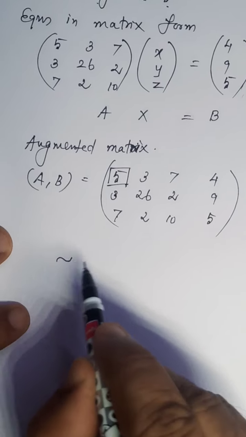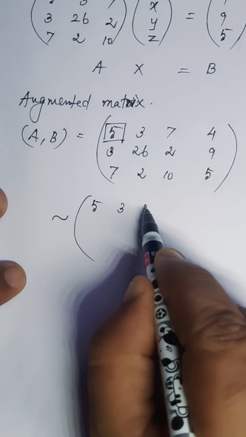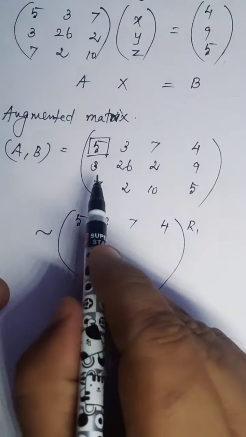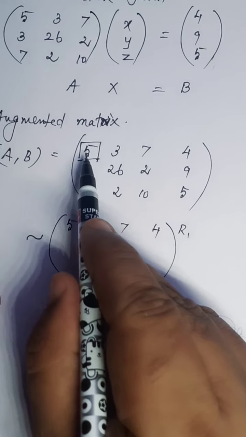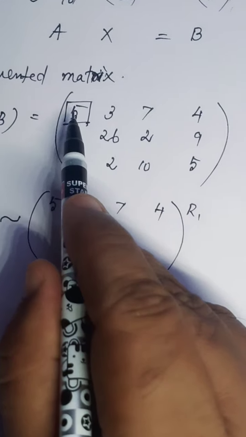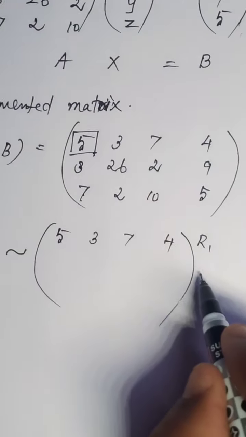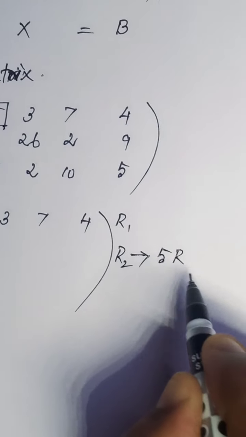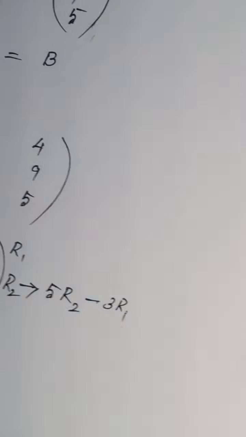Write the equivalent matrix. Write the first row as it is, 5, 3, 7 and 4. First row no change at all. Second row we have 3, there 5, right? With the help of that number only it has to be changed to 0. So I am multiplying 3 by 5 and 5 by 3, then only can we get both 15. That means R2 implies 5 times R2 minus 3 times R1.